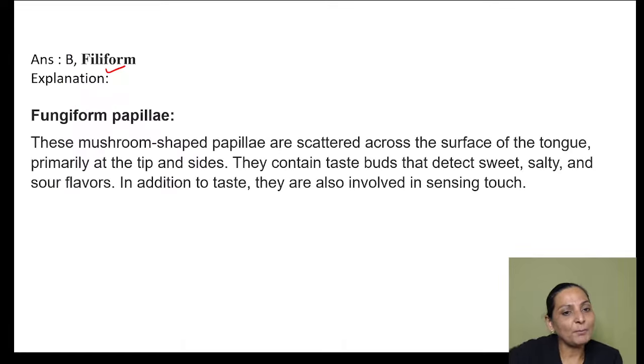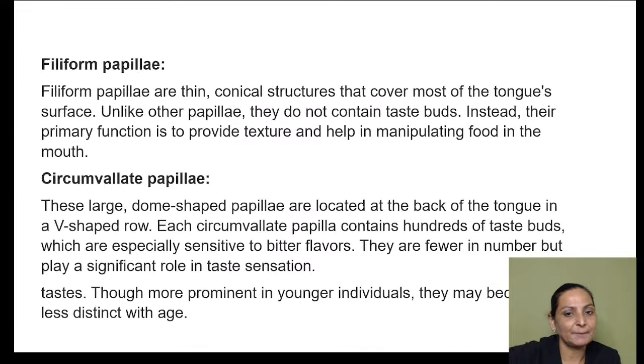What are fungiform papillae? They are mushroom shaped papillae which are scattered across the surface of the tongue, especially at the tip and the sides, and they contain taste buds that detect sweet, salt, and sour flavors, and are also involved in touch apart from taste. Filiform, they mainly have a function in texture. Okay, so they do not have the taste buds.